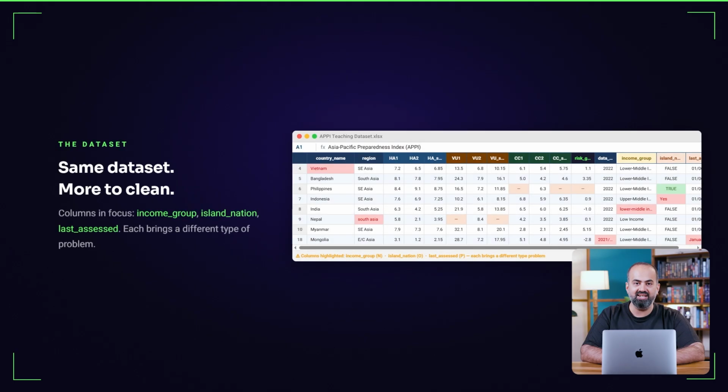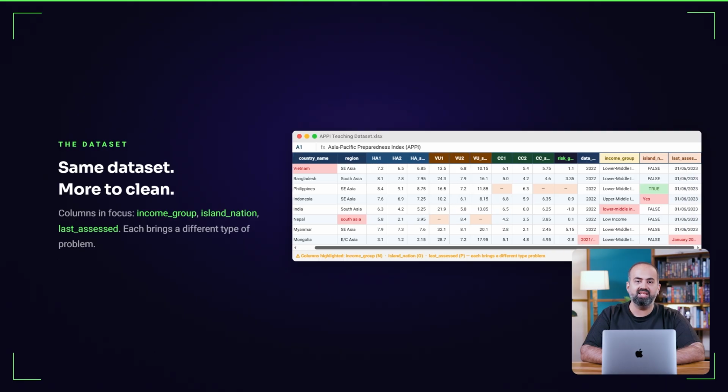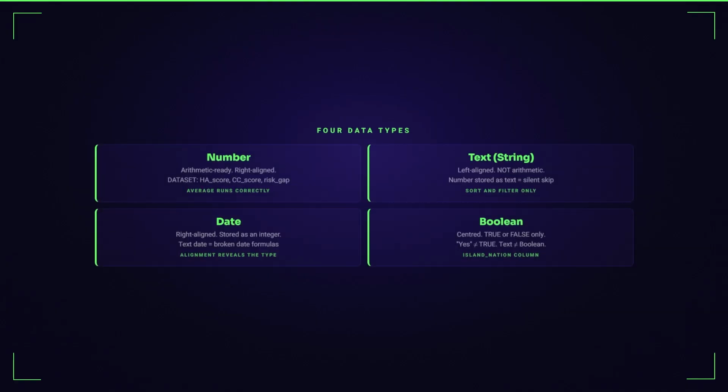In our dataset, we have different columns like income group, island nation, and assessed date. Each one brings a different type of problem. Let's look at live examples of 4 data types and 4 different errors to fix. Let's start with the 4 data types.